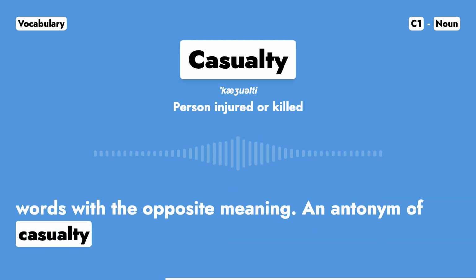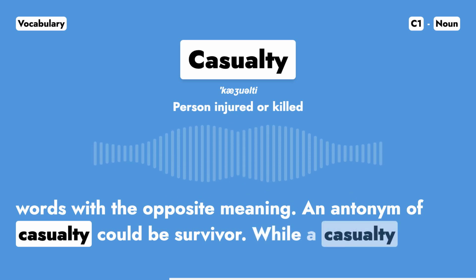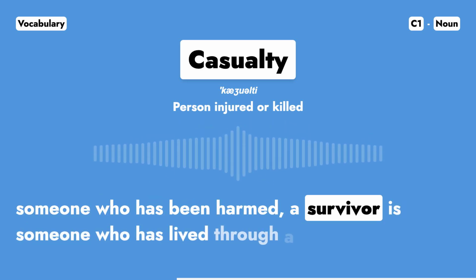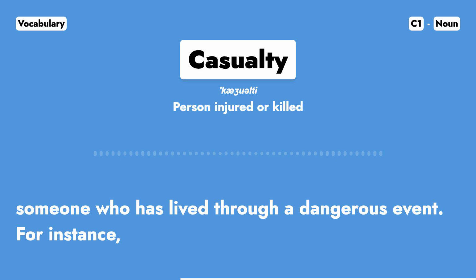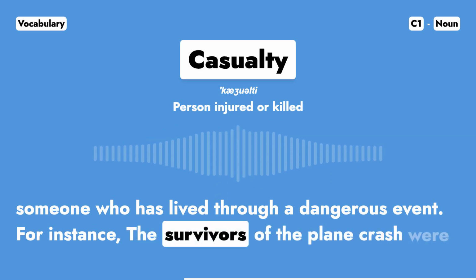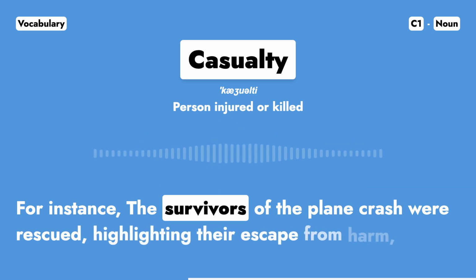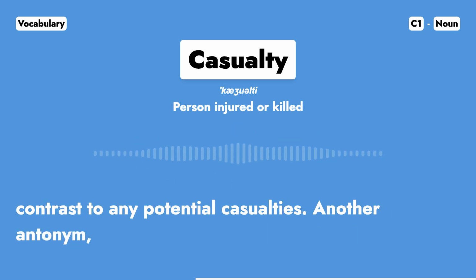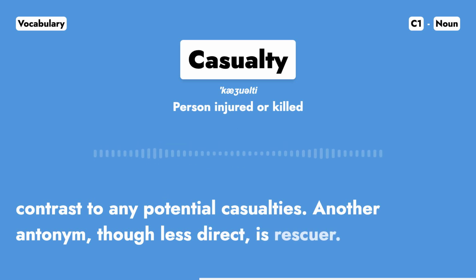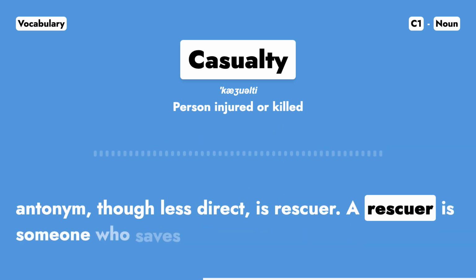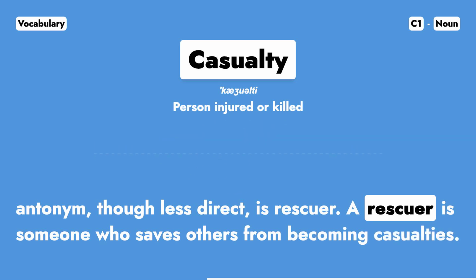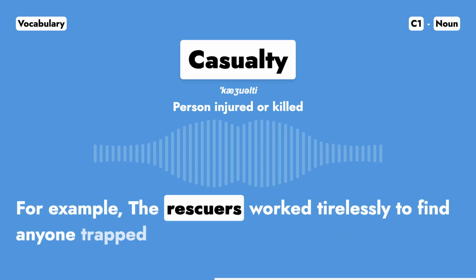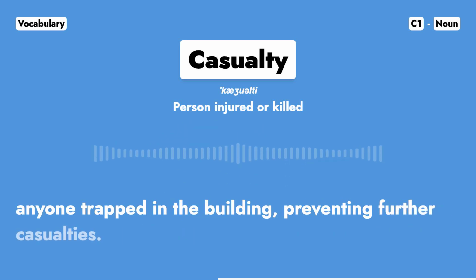An antonym of casualty could be survivor. While a casualty is someone who has been harmed, a survivor is someone who has lived through a dangerous event. For instance, the survivors of the plane crash were rescued, highlighting their escape from harm, in contrast to any potential casualties. Another antonym, though less direct, is rescuer. A rescuer is someone who saves others from becoming casualties. For example, the rescuers worked tirelessly to find anyone trapped in the building, preventing further casualties.